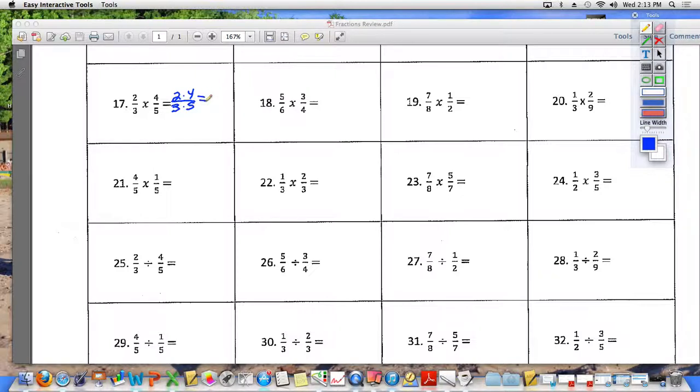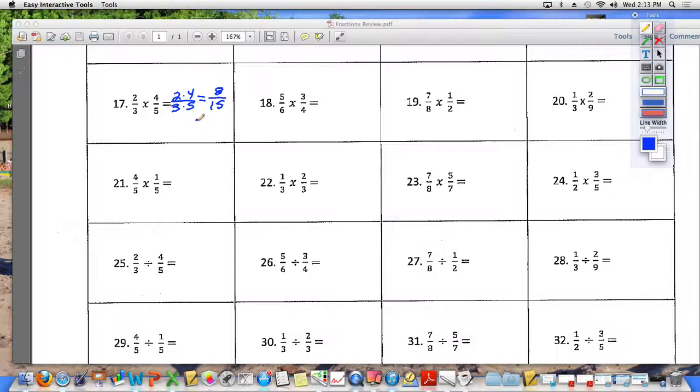What is 2 times 4? It is 8. What is 3 times 5? It is 15. Now this is your answer. 8 over 15 is your answer if 8 over 15 does not reduce. Does 8 over 15 reduce? And you should know whether or not it does, but if you don't know, make sure that you check on your calculator. Sometimes you'll think that it doesn't, but then it actually does.